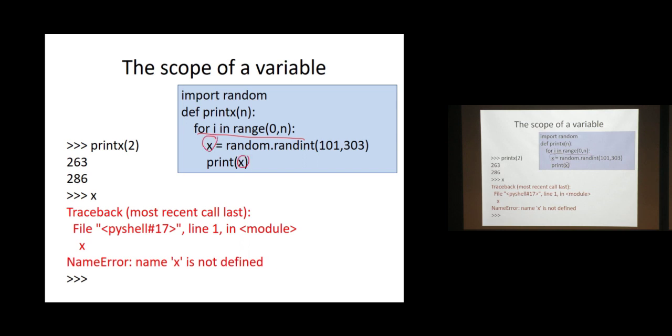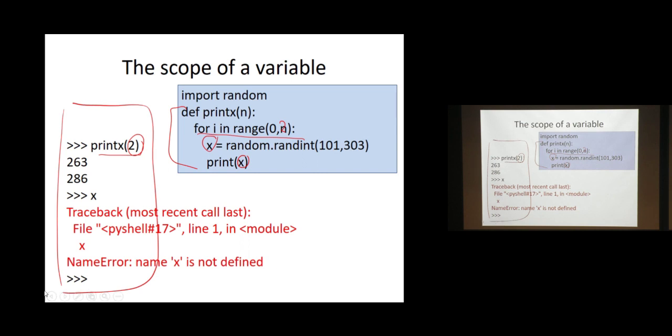So in this program, this is fine, right? You print out the x. When you call print x with 2, n is 2, so you run 2 times and print out 2 values. And now after you do all these things, I ask what is the value of x. It says, I don't have a value of x. Why? Because this x is only defined within print x. When you're outside print x, the variable is unknown.